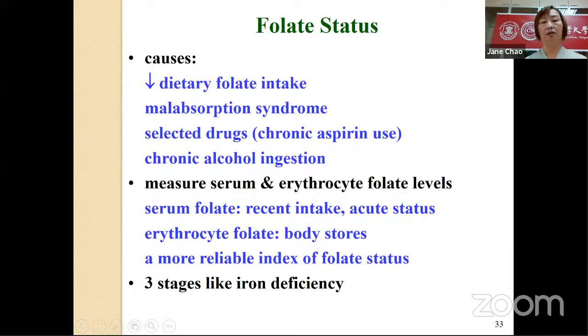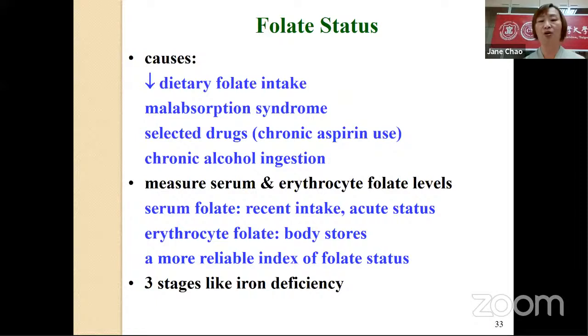Why will it cause folate deficiency anemia in the elderly? Usually they will decrease dietary folate intake. Why do the elderly decrease dietary folate intake? If you think about what kind of food is rich in folate, for example, green leafy vegetables, because vegetables rich in folate also contain a lot of dietary fibers. So the texture of the food is kind of hard for the elderly. So they probably don't like to choose foods, for example, vegetables. So they will also decrease dietary folate intake.